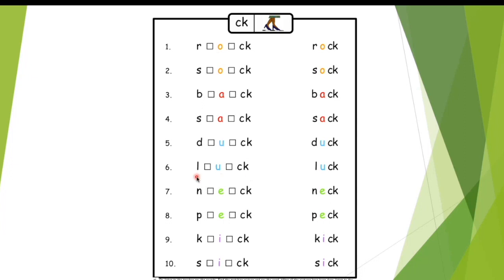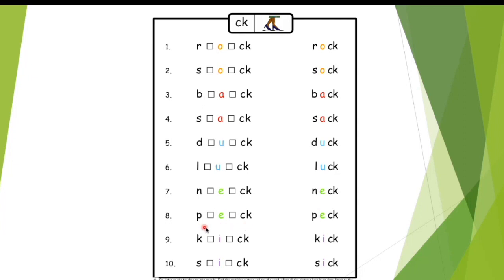L-U-K. Lock, lock. So what do we have? Lock. All right, next one. N-ick, neck. So we have here the word neck. Next one.